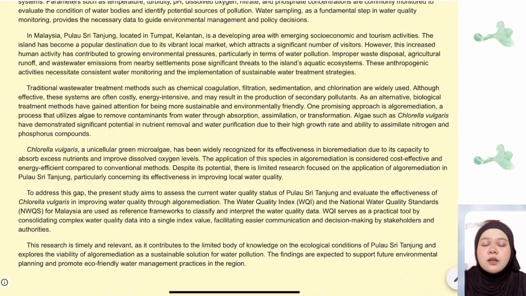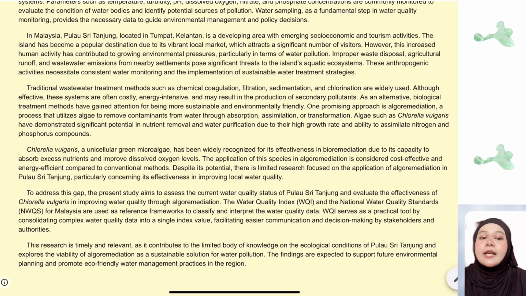Despite its potential, there is limited research focused on the application of algoremediation in Pulau Tanjung, particularly concerning its effectiveness in improving local water quality. The present study aims to assess the current water quality status of Pulau Tanjung and evaluate the effectiveness of Chlorella vulgaris in improving water quality through algoremediation.